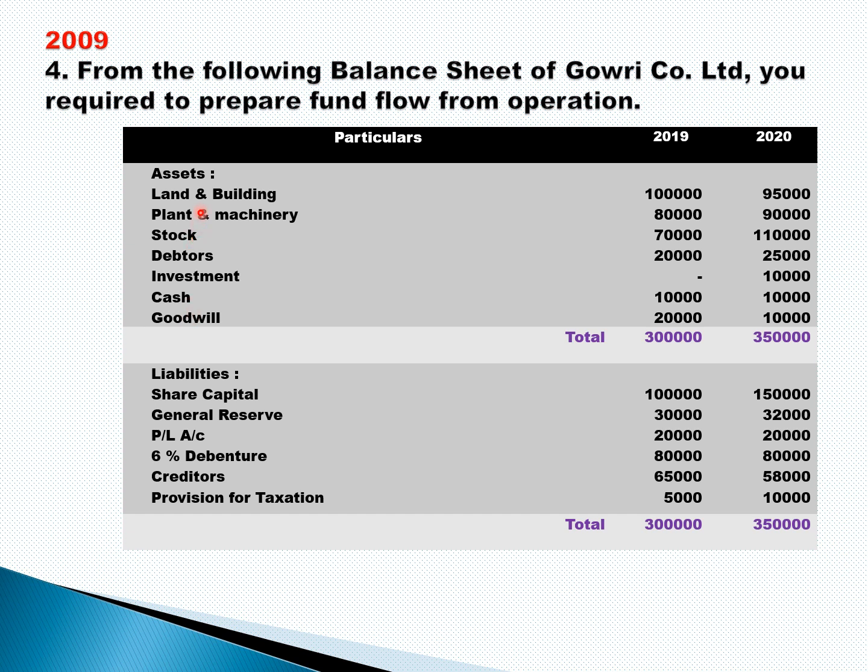So land and building, there is no depreciation as per adjustment. Plant and machinery, there is depreciation as per adjustment. Stock, debtors, investment, cash, all these are current assets. So it will not come in adjusted PL account. It will come in statement of changes in working capital.